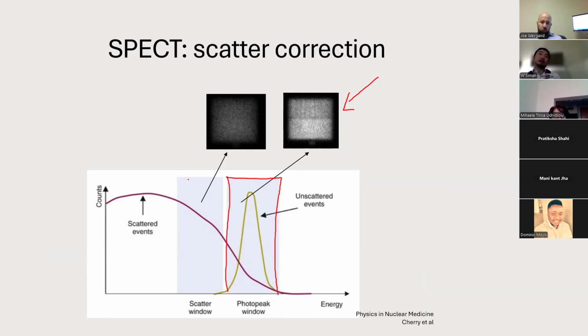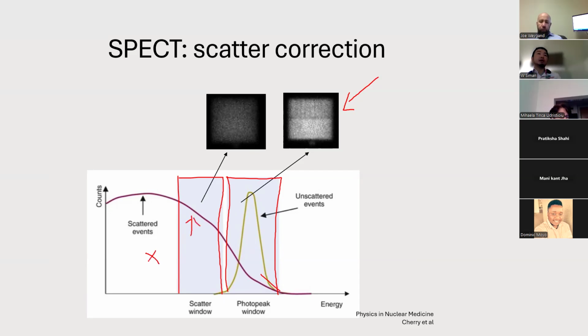So, if I acquire another image set over there, this is what the image looks like. And the spectrum here is from simulation. So you have the unscattered events, the photopeak, and then you have the scatter events, right? So the entire premise is that, hey, why don't I scale the scatter here?